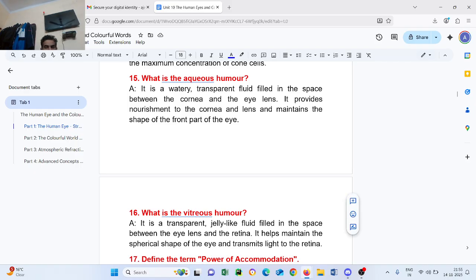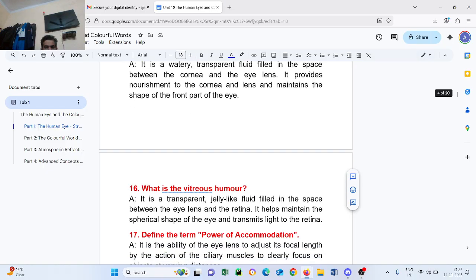It helps maintain the spherical shape of the eyes and transmit light to the retina.